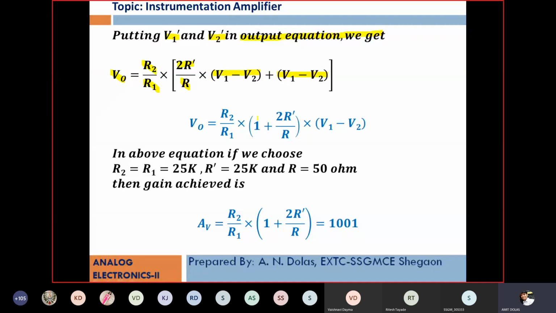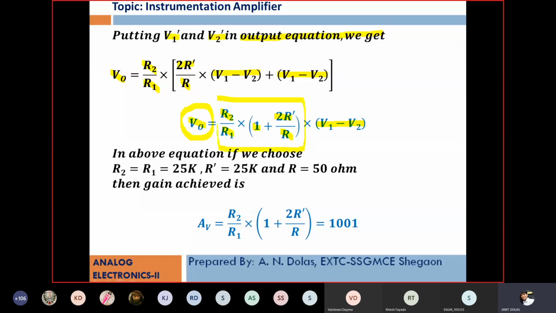Taking V1 minus V2 common, we get V0 is equal to R2 by R1 into 1 plus twice R dash upon R into V1 minus V2. Just look at this. Now this is the output equation on the left hand side. Then the term made of all the resistances, I'll read it out.